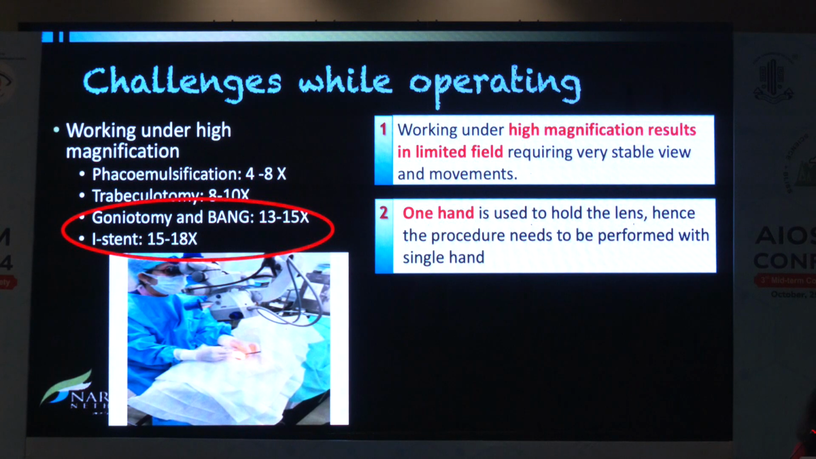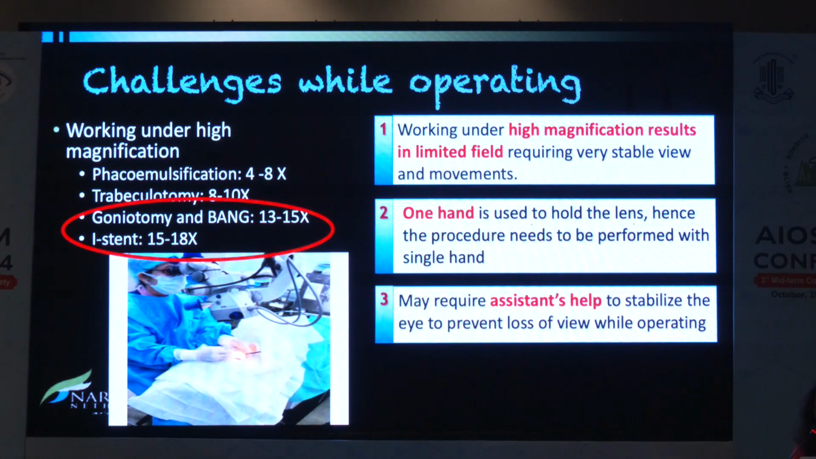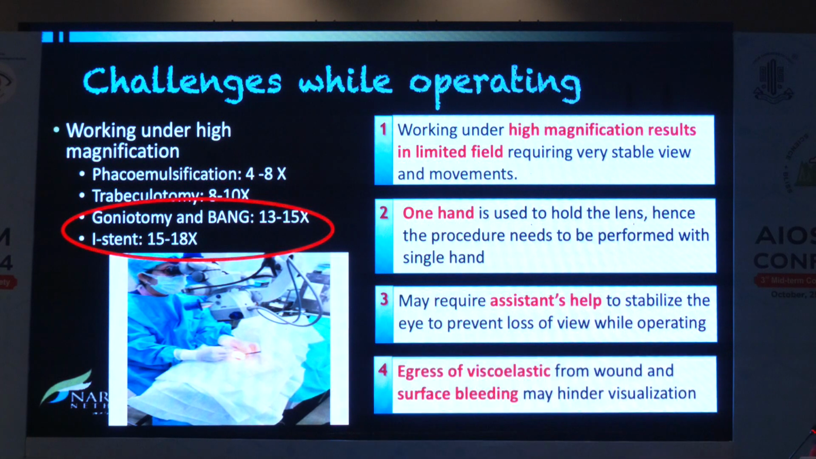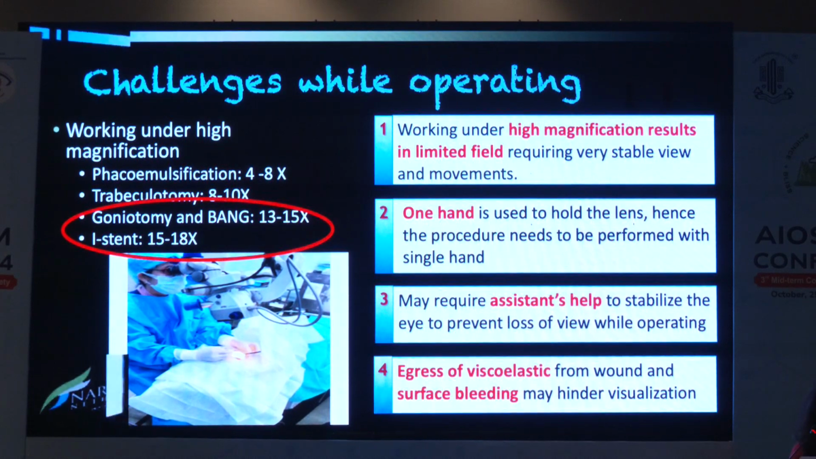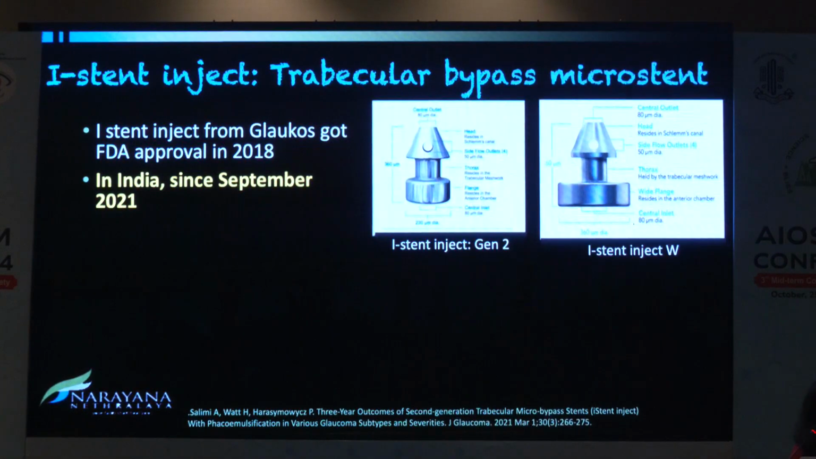And there are lenses now which can be self-retaining, and you don't have to hold them, but for most of the lenses you use, one hand is used to hold the lens, so you have to be performing surgery with one hand. You have to use cohesive viscoelastic, you may need an assistant to stabilize the eye, and you need to make sure that there's no egress of viscoelastic and not much surface bleeding, so as to improve your visualization, because that's the key thing in any MIGS.